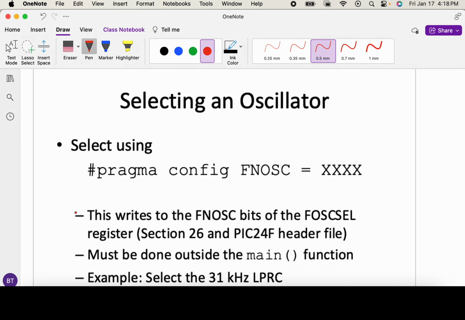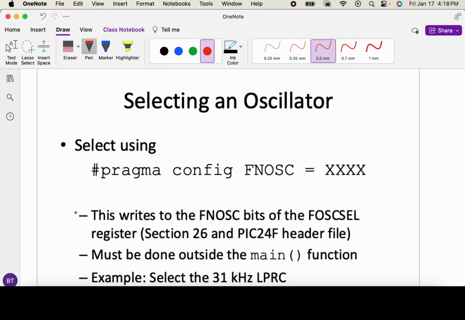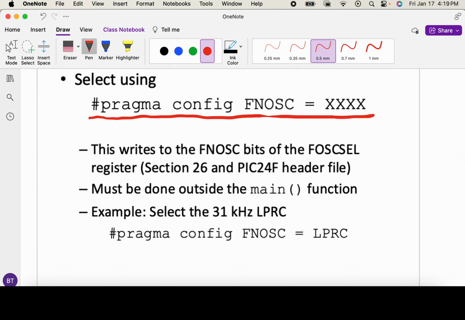All right, so how do you select the oscillator speed that you want for your application? Well, the oscillator speed can only be set prior to runtime using this preprocessor directive. Using this #pragma config line of code, this writes to certain bits, the FNOSC bits of the FOSCSEL register, and basically that sets the oscillator speed. This line of code has to be typed outside of your main function.